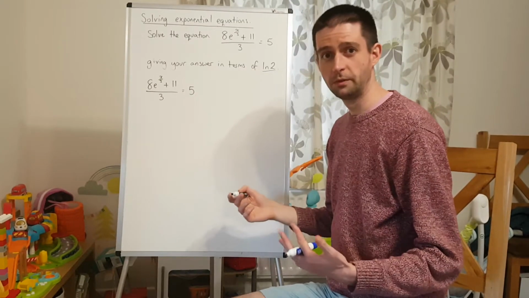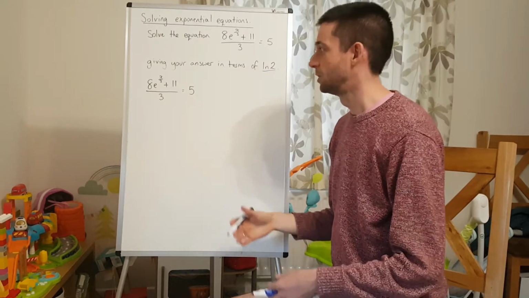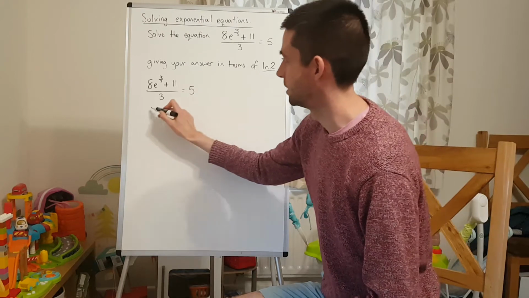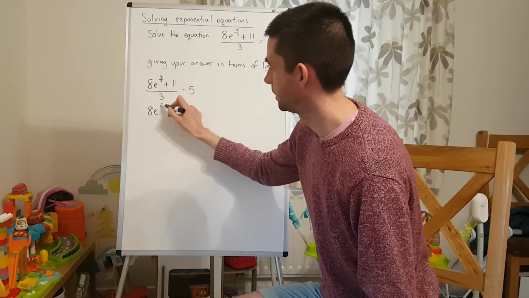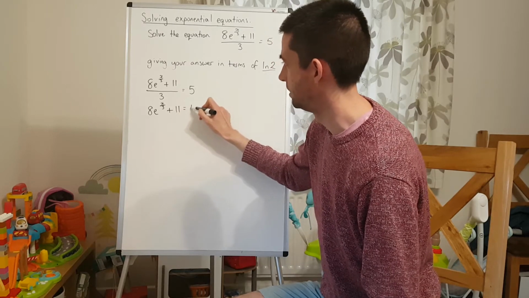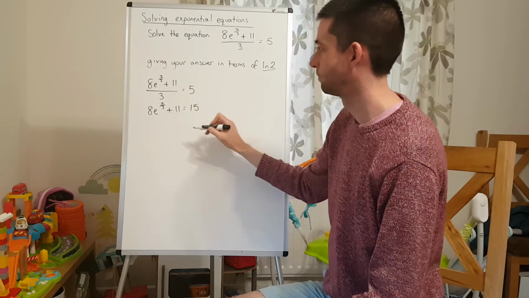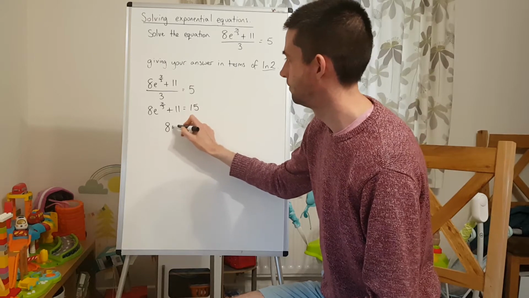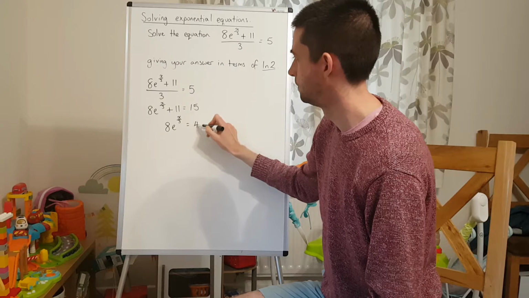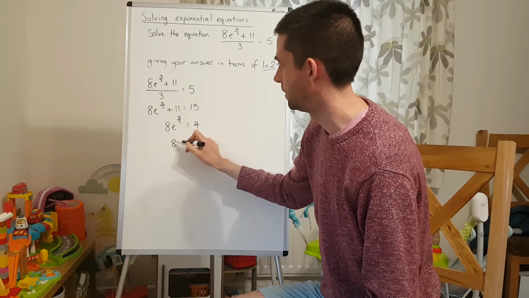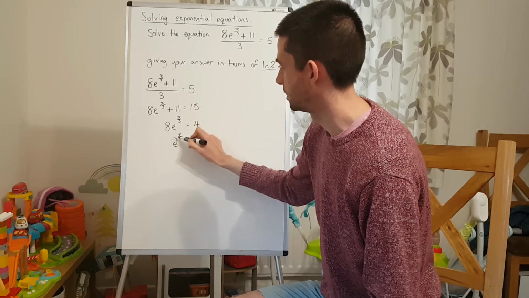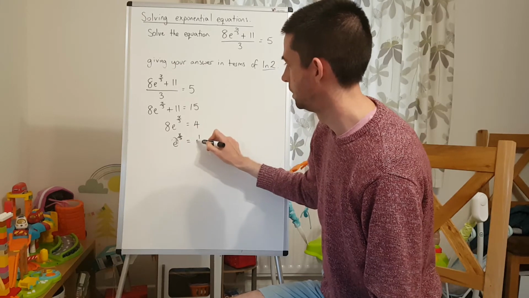So as before, my first stage is to isolate e so that I can use ln, the inverse operation. I'm going to multiply both sides of the equation by 3, giving me 8e to the power of x over 3 plus 11 equals 15. Subtract the 11, which is 8e to the power of x over 3 equals 4. And then divide by 8 to get e to the power of x over 3 equals a half.